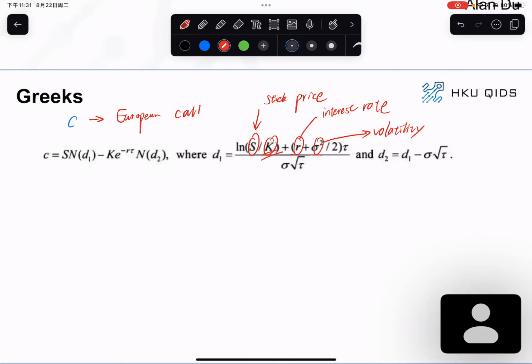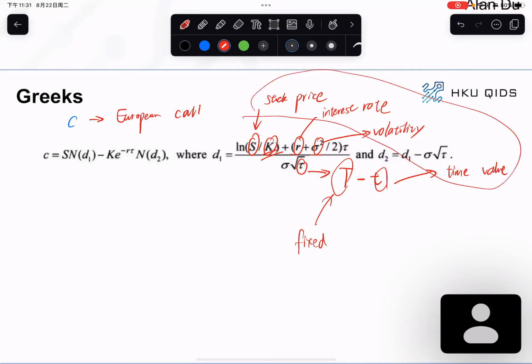And what also do we have? Tau. We know tau is what? T minus t. This larger T is fixed, but this small t is not, right? It's just time. So it reflects the time value. So in total, there are 4 variables, okay? And which one is the most important one? Of course, it's the price, right? Price is just the very direct reflection, the most straightforward reflection of the change. It's also the most important thing that you care about.